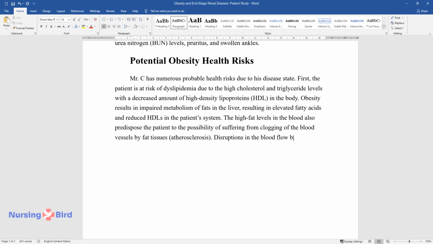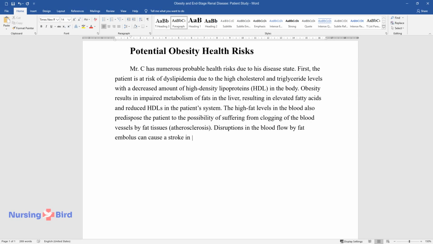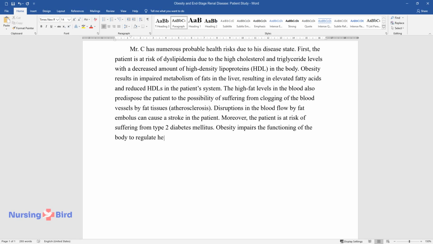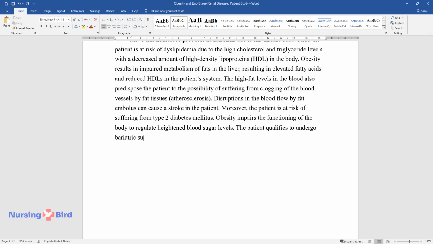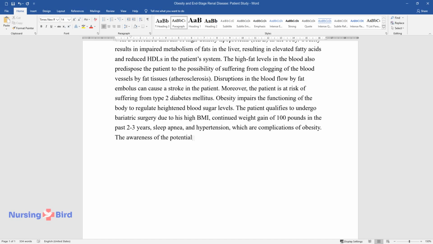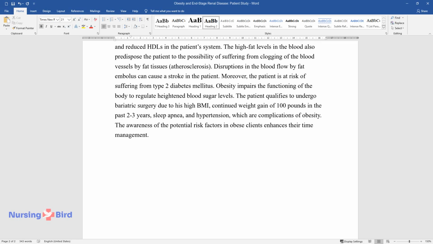Disruptions in the blood flow by fat embolus can cause a stroke in the patient. Moreover, the patient is at risk of suffering from type 2 diabetes mellitus. Obesity impairs the functioning of the body to regulate heightened blood sugar levels. The patient qualifies to undergo bariatric surgery due to his high BMI, continued weight gain of 100 pounds in the past 2 to 3 years, sleep apnea, and hypertension, which are complications of obesity. The awareness of the potential risk factors in obese clients enhances their time management.